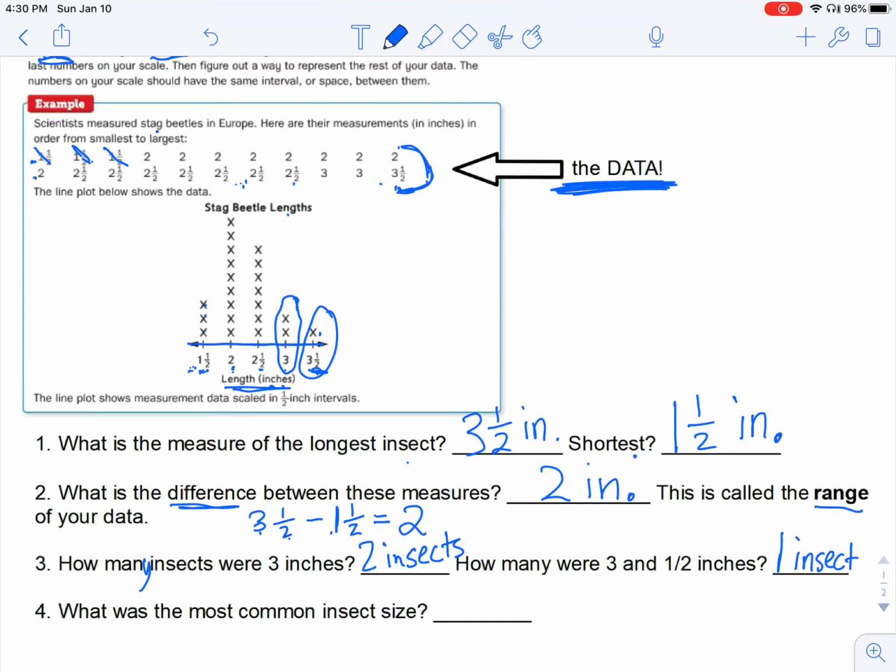And the most common insect size, again, that's easy to see on the line plot. What's the most common size? Woo, look at that. This one goes all the way up, and that is 2 inches. Well, you will get some more practice using line plots, but they are a great way to represent data.